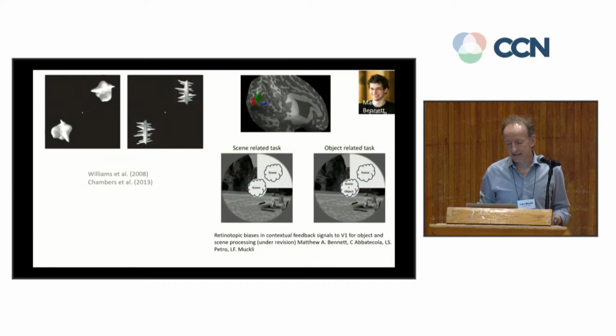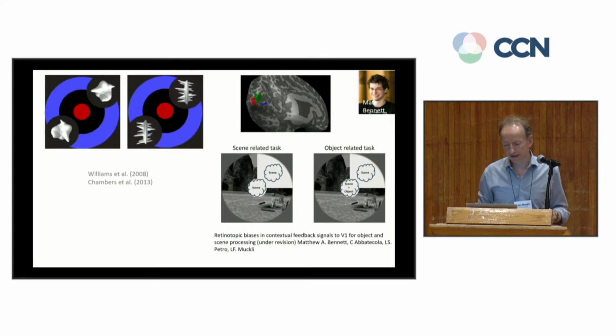And the last example is a study from Cambridge's lab, where Williams instructed subjects to fixate and to make judgments about these objects in the periphery, whether they are blobby or spiky. When this is the task, the content of these objects can be decoded in the center, but not if it's not the task, and not in any other place.